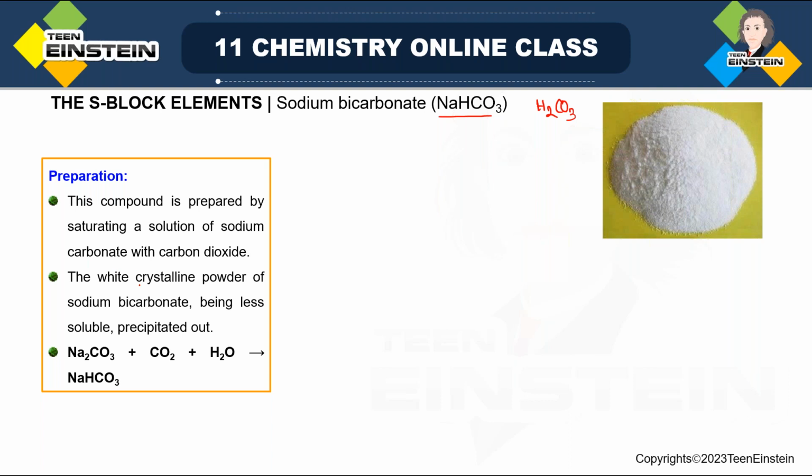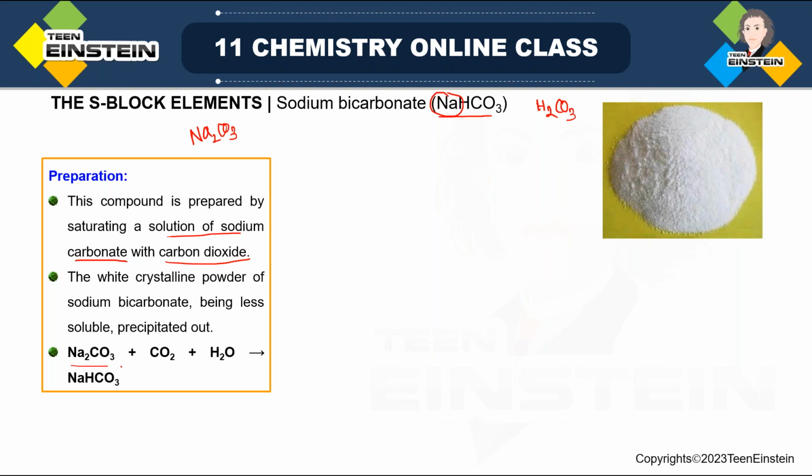First we'll see the preparation, how you can prepare it. The compound can be prepared by saturating a solution of sodium carbonate with carbon dioxide. Here, as we are making sodium bicarbonate, which contains sodium, we need a starting material as a source of sodium. We are using sodium carbonate, that is Na2CO3. Now the white crystalline powder of sodium bicarbonate, which is the product in this case, has less solubility, and as a result it can be precipitated out.